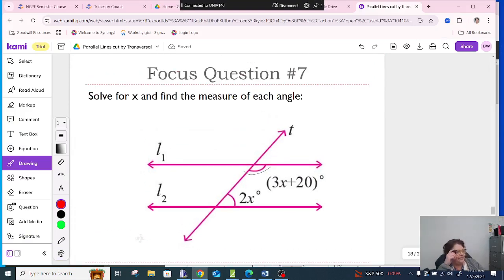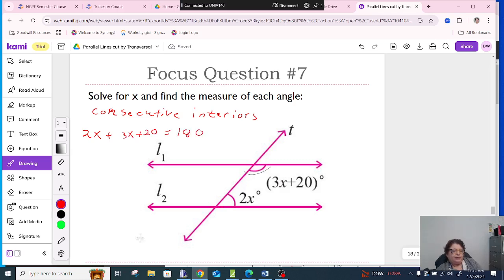Okay, this is the trickier one. What type of angles are these? They're going to be supplementary because they are consecutive interiors. Some books call them same side interiors. Sometimes they call it consecutive interiors, sometimes they call it same side interiors, but they are supplementary. So 2x plus 3x plus 20 has to equal what?